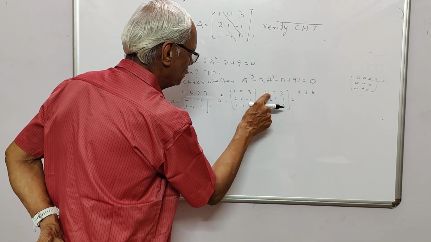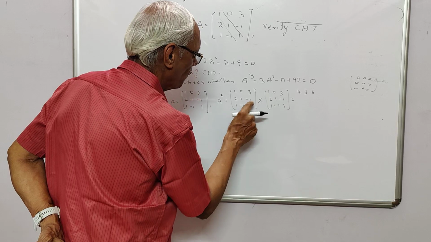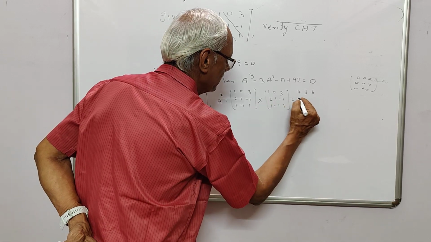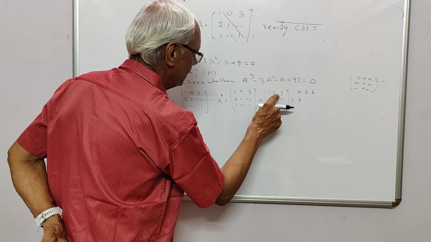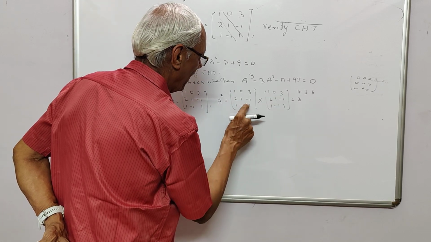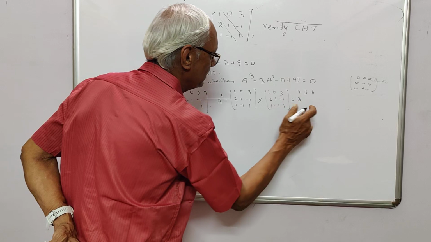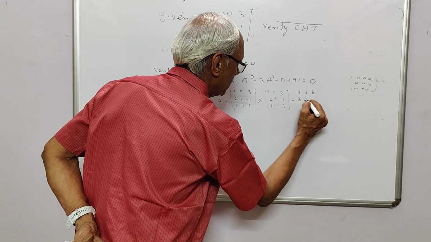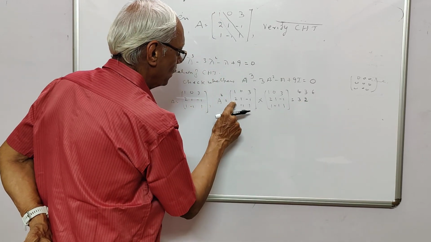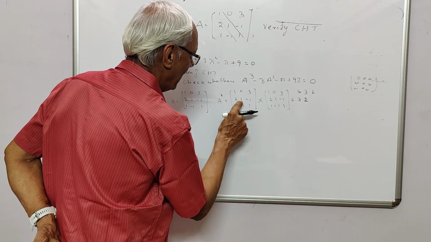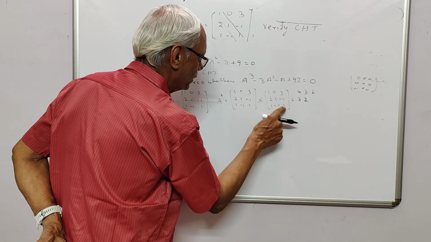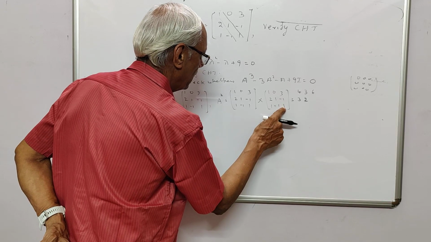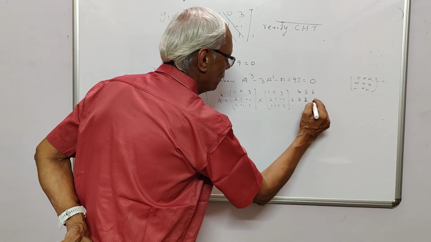Similarly, 2 into 1 is 2. This is 2, 4. 4 minus 1 is 3. Then 2 into 0 is 0. Then this is 1, and this is plus 1. This is 2. Then 2 into 3 is 6, and it is minus 1, means 5. Then minus 1 means minus 1, 6 means 4.